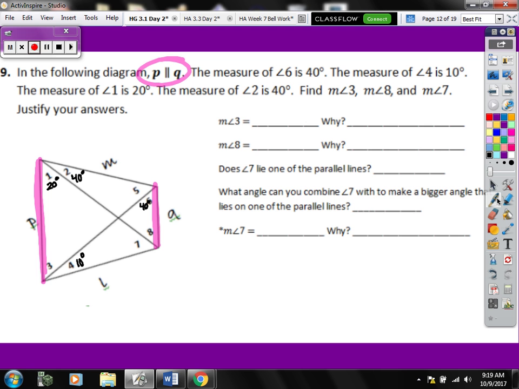All right, so who thinks they know what the measure of angle 3 would have to be? Follow up the transversal to the other parallel line. See if you see a type of angle that you know along line Q. Follow along the transversal. We see 40. What type of angles are these? 3 and 6.